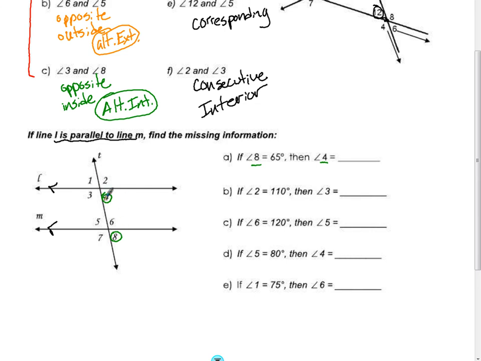Angle 2 and angle 3, those are vertical angles, so that means they're going to be congruent always. 6 and 5 are adjacent to each other.